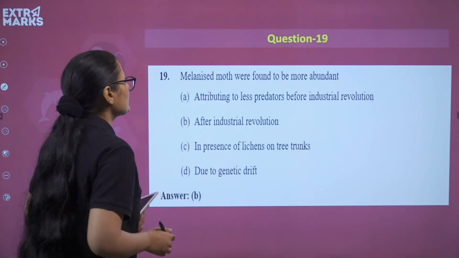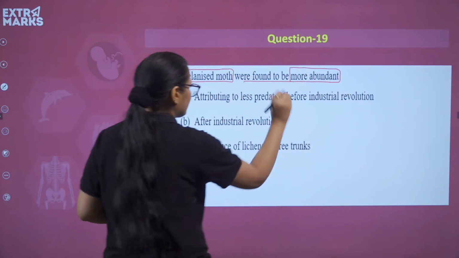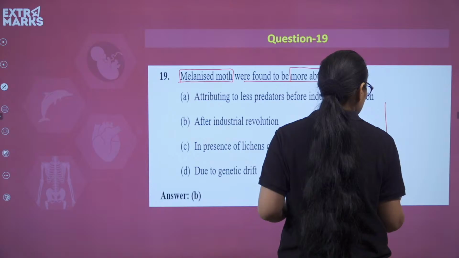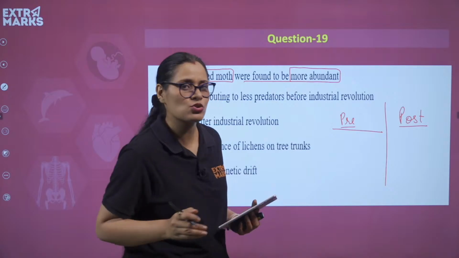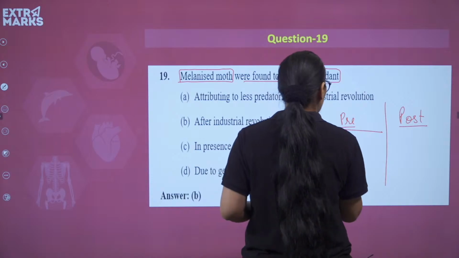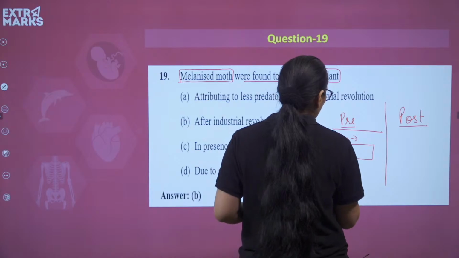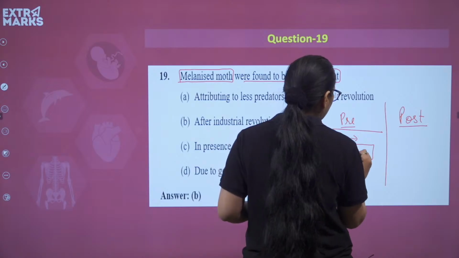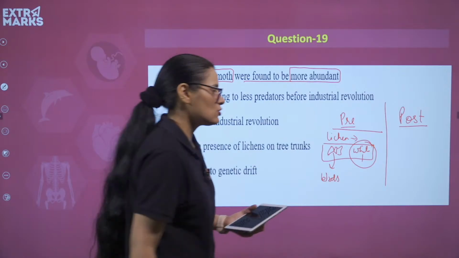Next question is question number 19 that says melanized moths were found to be more abundant. We have just seen pre-industrialization and post-industrialization. Pre-industrialization, when there is no smoke or dust, when there is no pollution, lichens covered the tree trunk, because of which it was white, and so the melanic moths were picked up by birds, whereas the white moths camouflaged with the background. So they are more abundant.